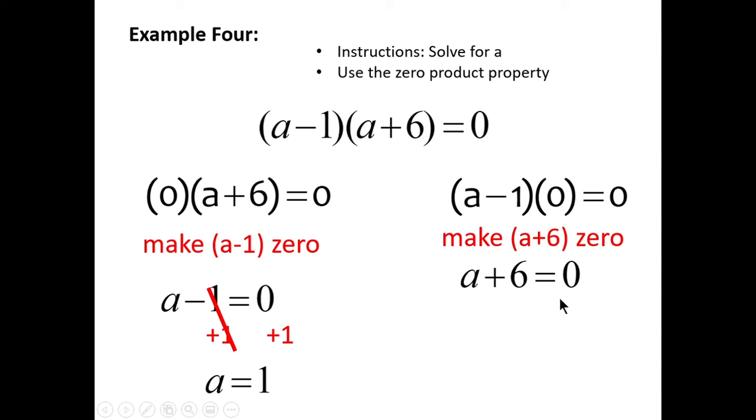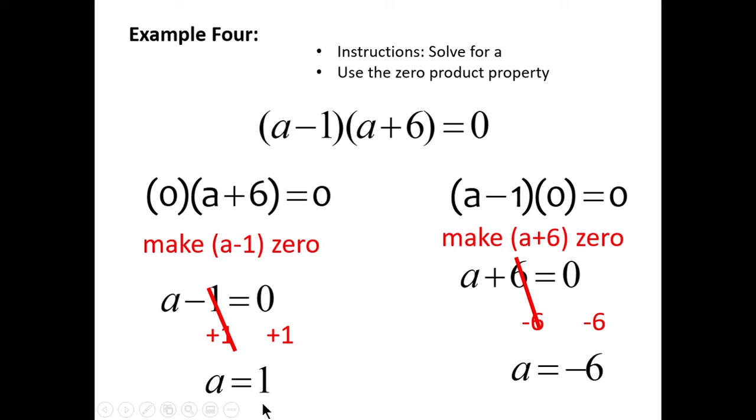Well, let's solve this equation here for a, and we'll find out what the other answer is, because there are two answers for this problem. a equals 1 is one answer, but what's the other answer? Well, a plus 6 equals 0. Let's move the 6 to the other side: minus the 6 from this side, then minus the 6 from that side. So a has to be equal to negative 6.